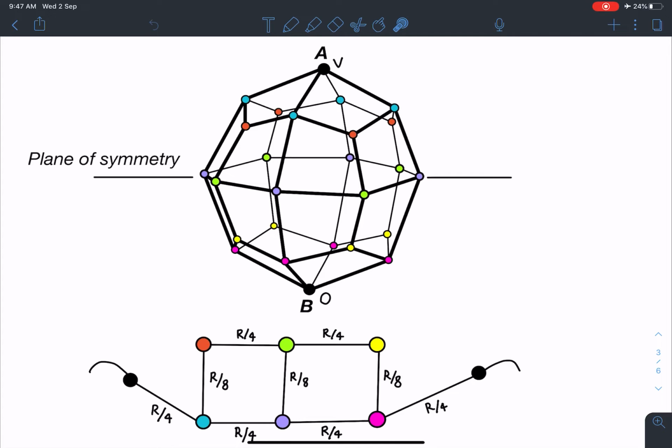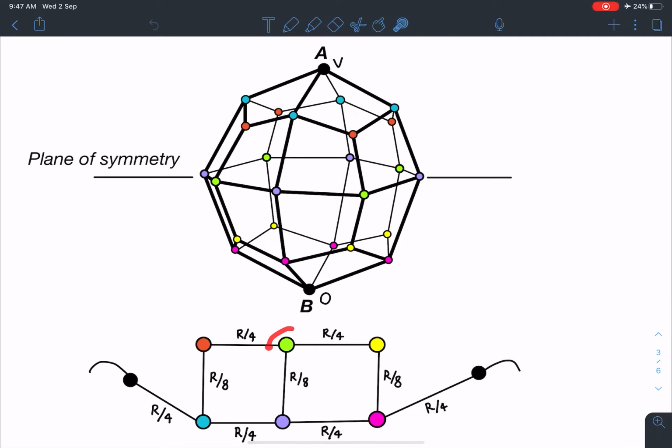Similarly, I can check here for orange and green. For orange and green, 1, 2, 3 and 4. So there are 4 resistances between orange and green. They are in parallel, and that is going to be R by 4. Similarly, for green and yellow, I can say 1, 2, 3 and 4. So this is also going to be R by 4.